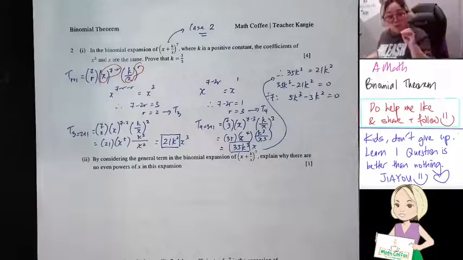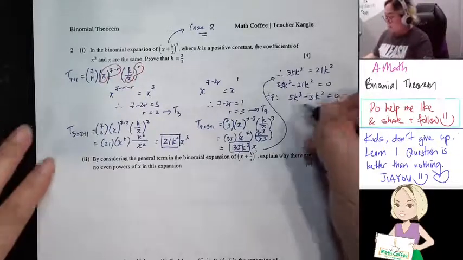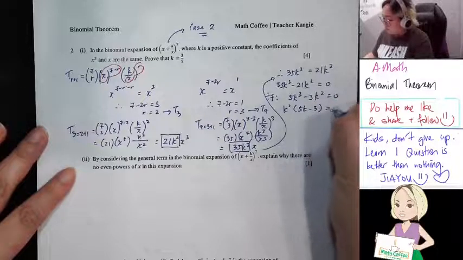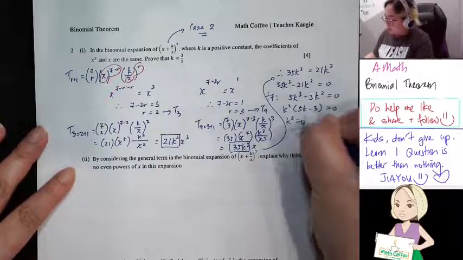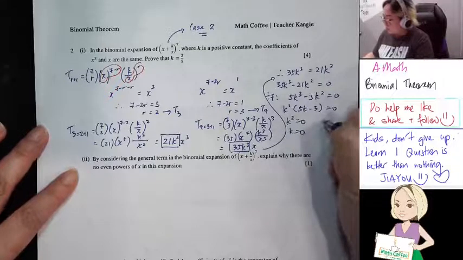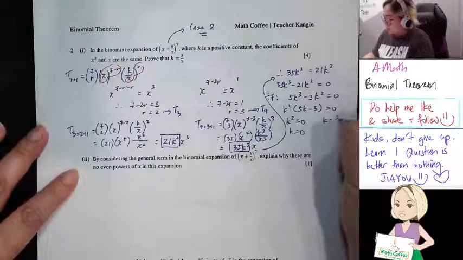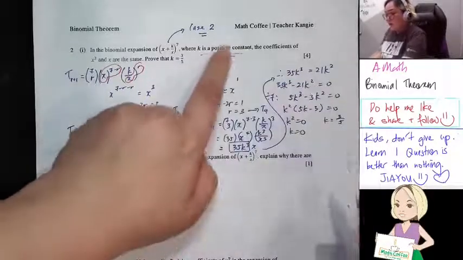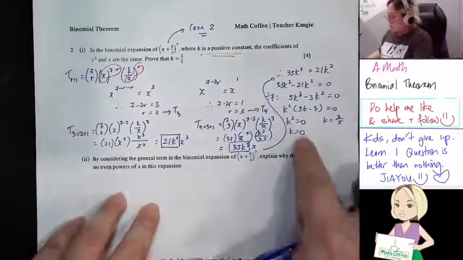Then what you're supposed to do is factorize the k squared. Okay? And you will have 5k minus 3 equals to 0. So I have k squared equals to 0, which is k equals to 0, and we have k equals to 3/5.